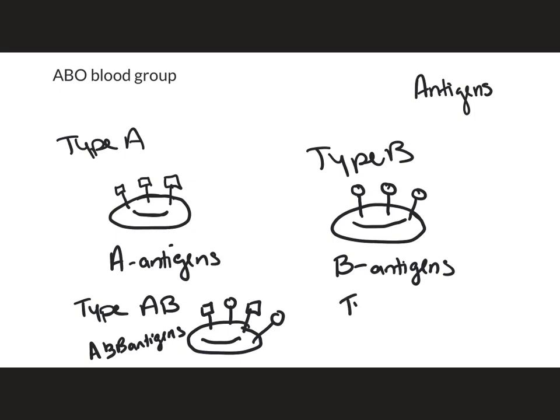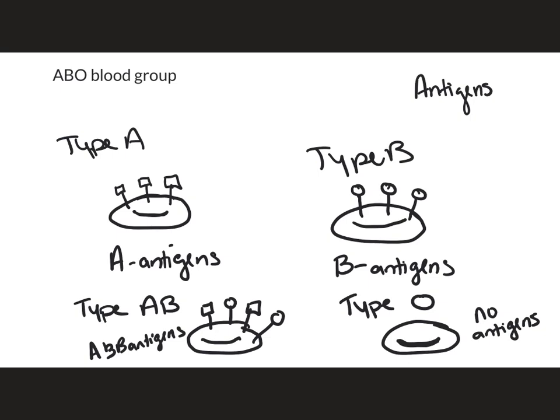And then we have type O. And the reason a type O is called type O is because there are no antigens. So on the surface of this red blood cell, there are no antigens. And that could be a little confusing because there actually are antigens, but there are no A or B antigens.